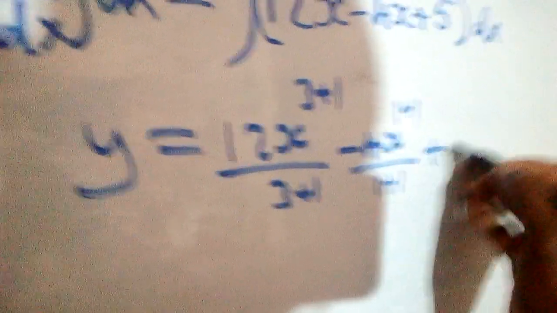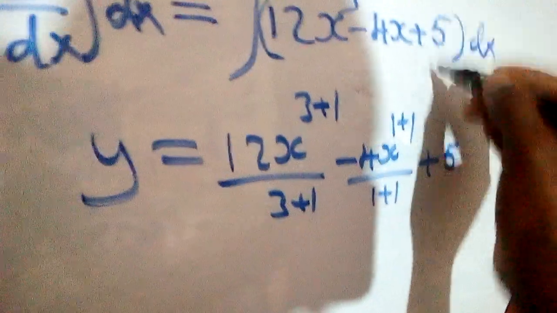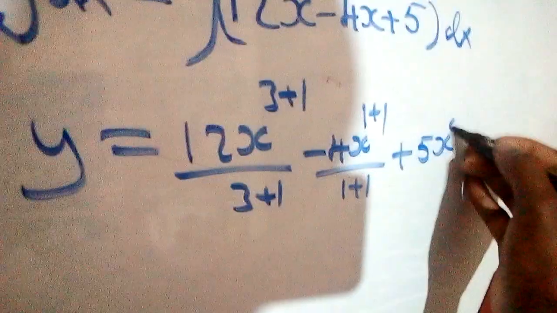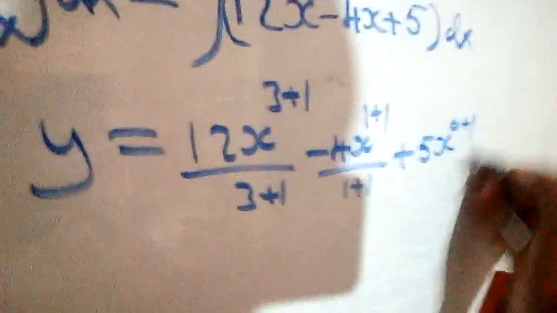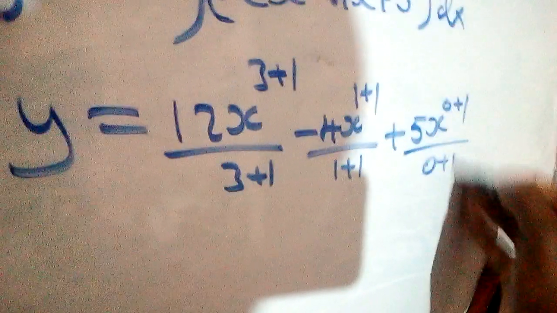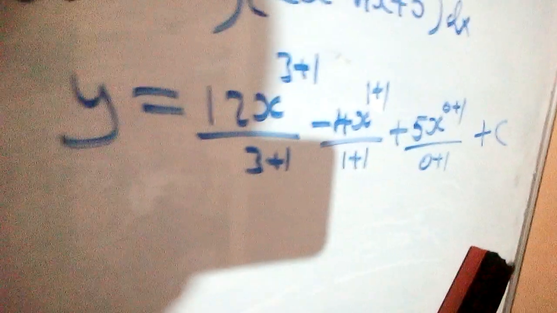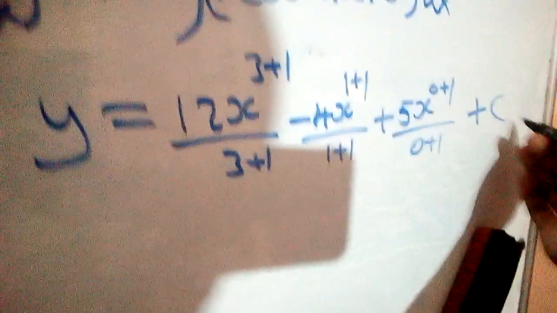Then we have plus 5. This constant number is actually 5x to the power 0, so we add 1 and everything is 0 plus 1, take note. At the end of the day we're going to say plus c, the constant of integration. Very important, you add the plus c.